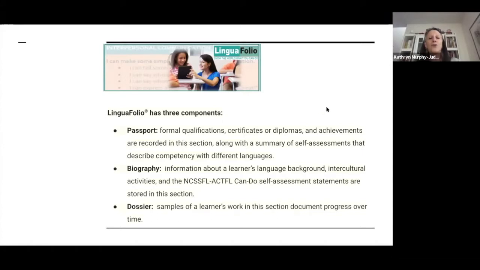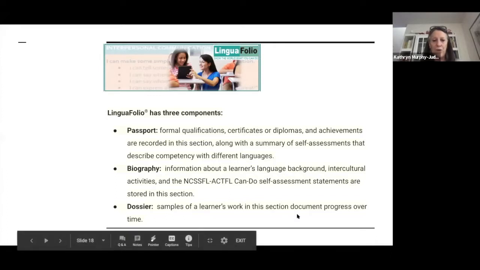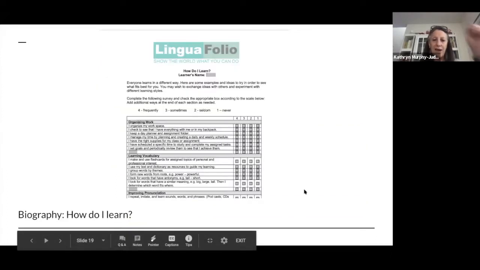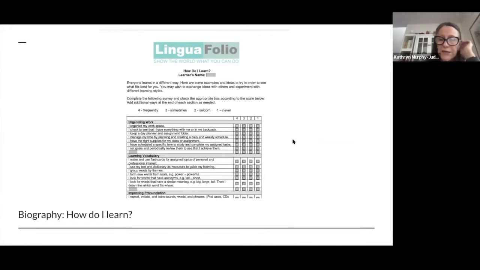So it has 3 components. It's got a passport, a biography, and a dossier. And I'm going to look more so at the biography, because as you can see right here, right within Linguifolio, you have got some self-directed attitudes, dispositions that students need to think about.